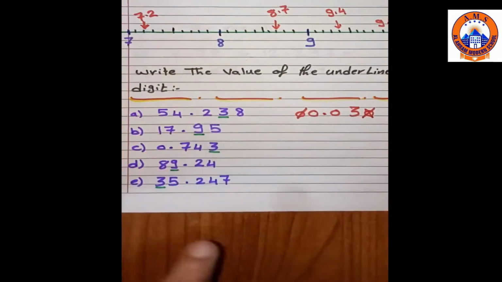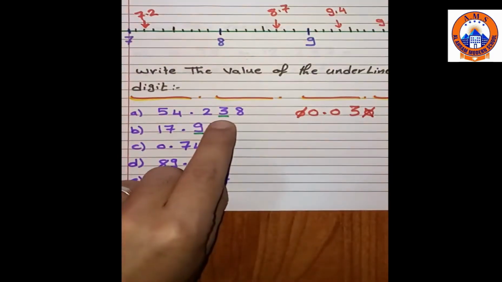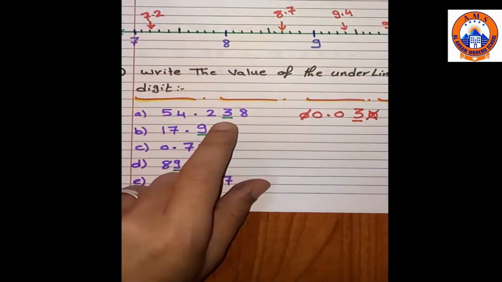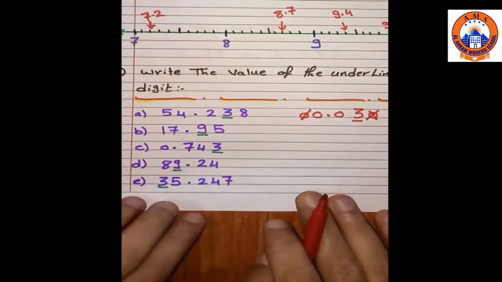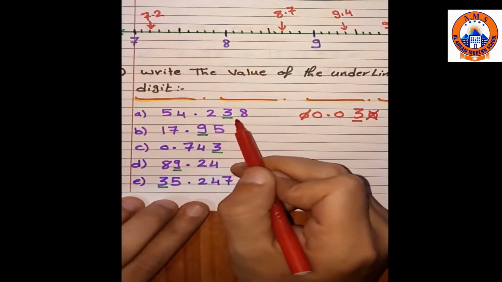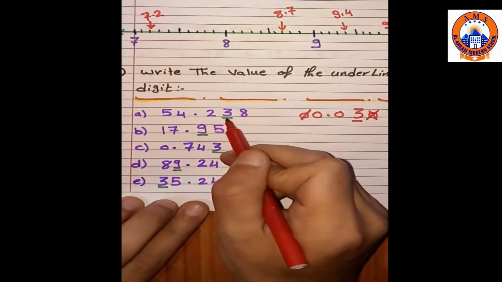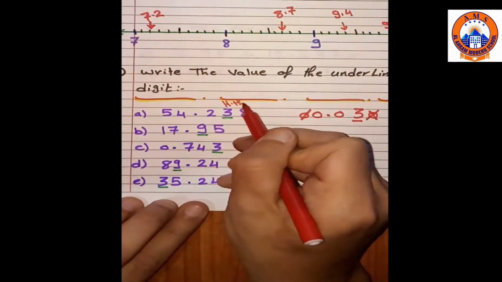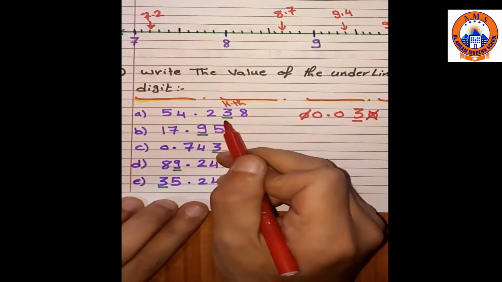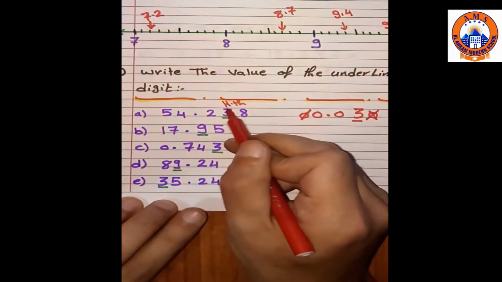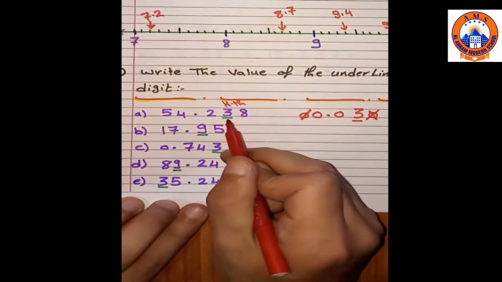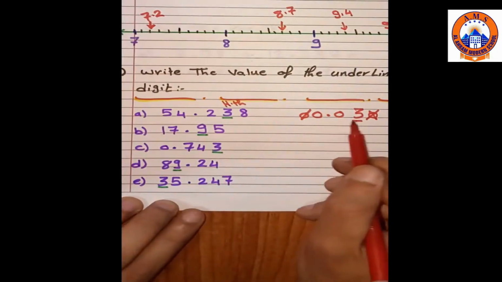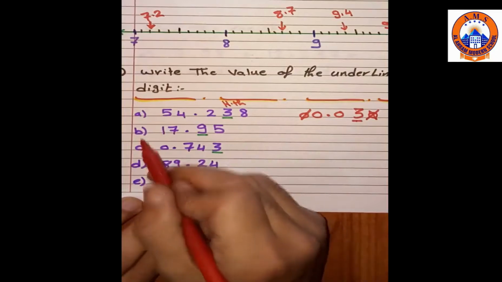So the value of 3: this 3 is in the hundredths digit, so I'm gonna put this 3 in the hundredths digit. If he asks me to write the place value, here is the tenths, hundredths, thousandths. This 3 is in the hundredths, or the second decimal place, so its place value is hundredths, and its value is to put the same number in the hundredths and all the other digits are 0.